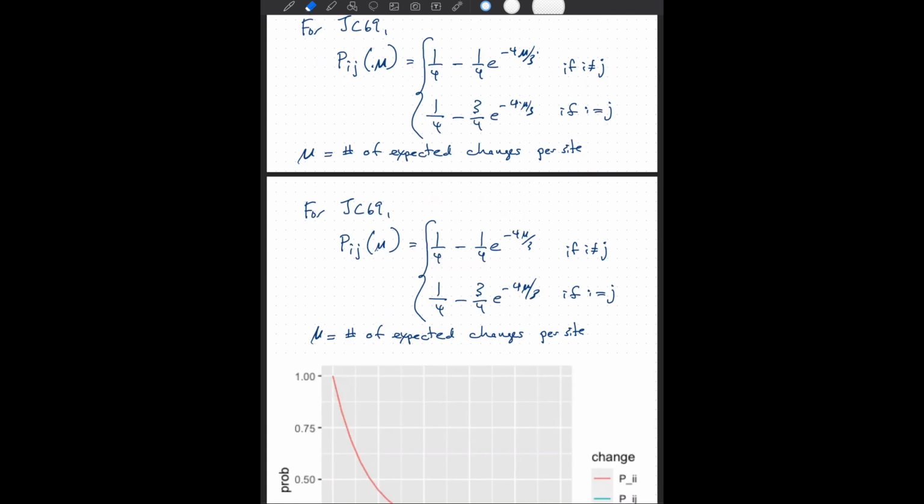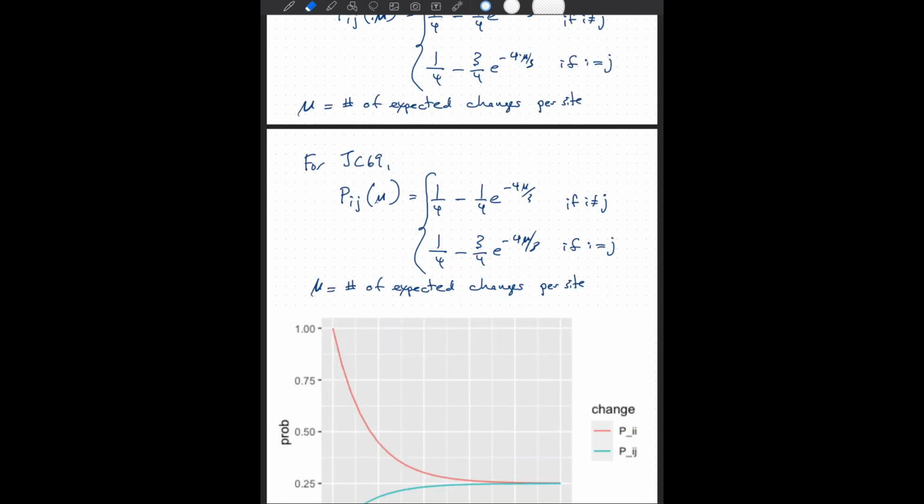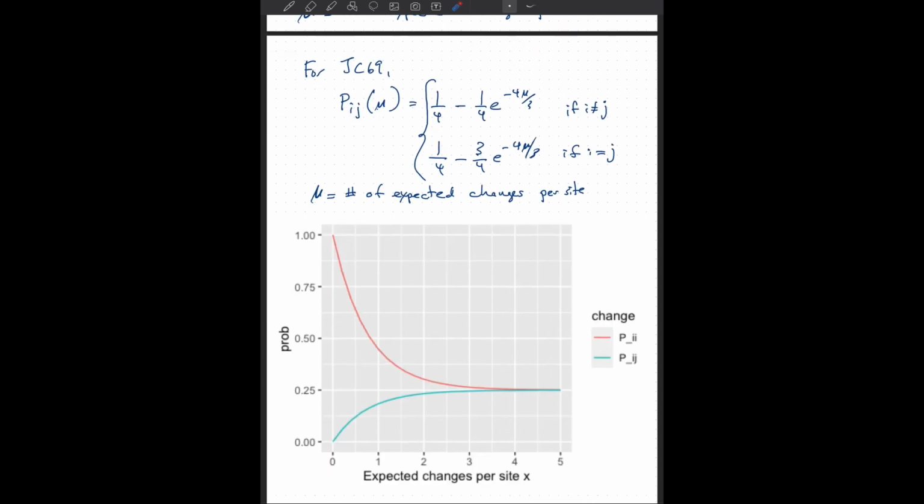Well, that's just this part here. I just copied the equation for simplicity. So I created a little script in R. It's available to you in the Lecture 16 project at the cloud. I just plotted it out here. This is mu. Here I started by saying, well, I expect no changes at the site.